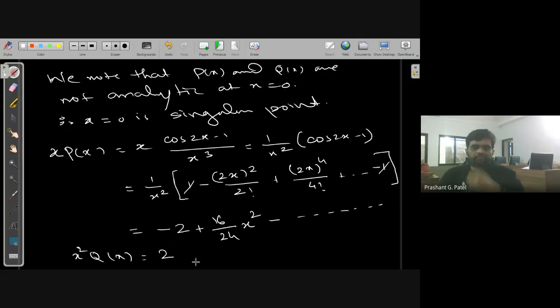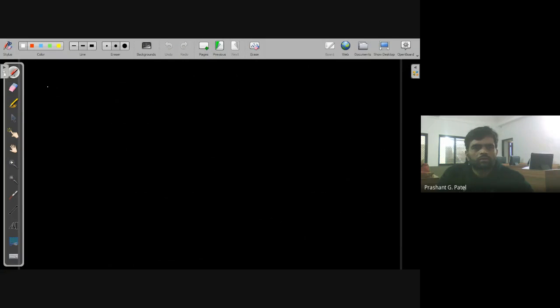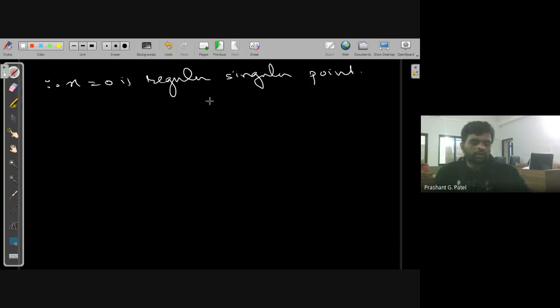So we can say that x into p of x and x square into q of x are analytic at x equal to 0. Therefore, x equal to 0 is a regular singular point. Since it is a regular singular point, you should observe what the indicial equation will be.